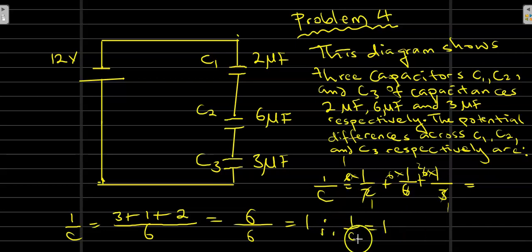When we cross multiply, we're going to have C times 1 is equal to 1, therefore we have C is equal to 1. Therefore, our final capacitance is equal to 1. Let us move to another problem now.